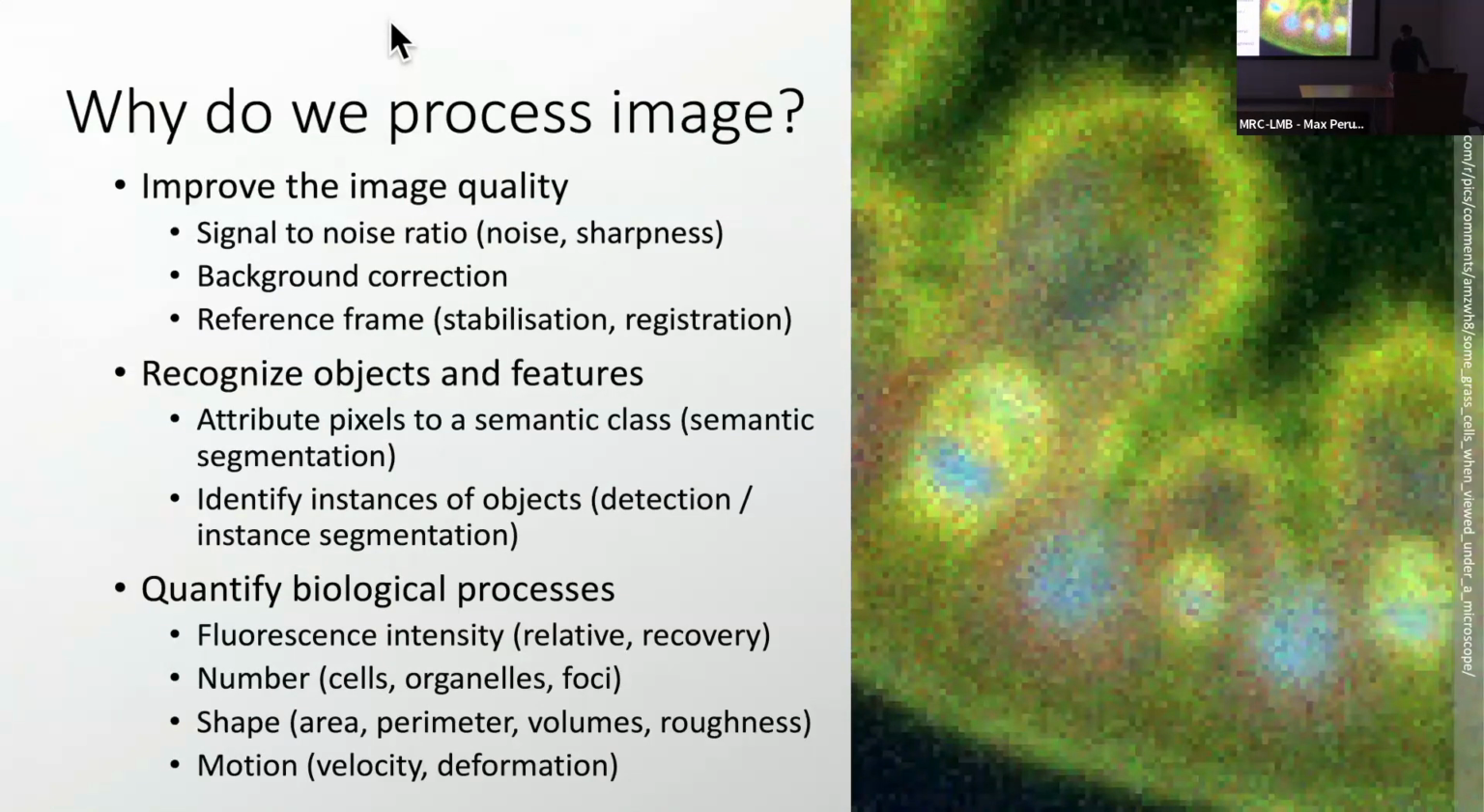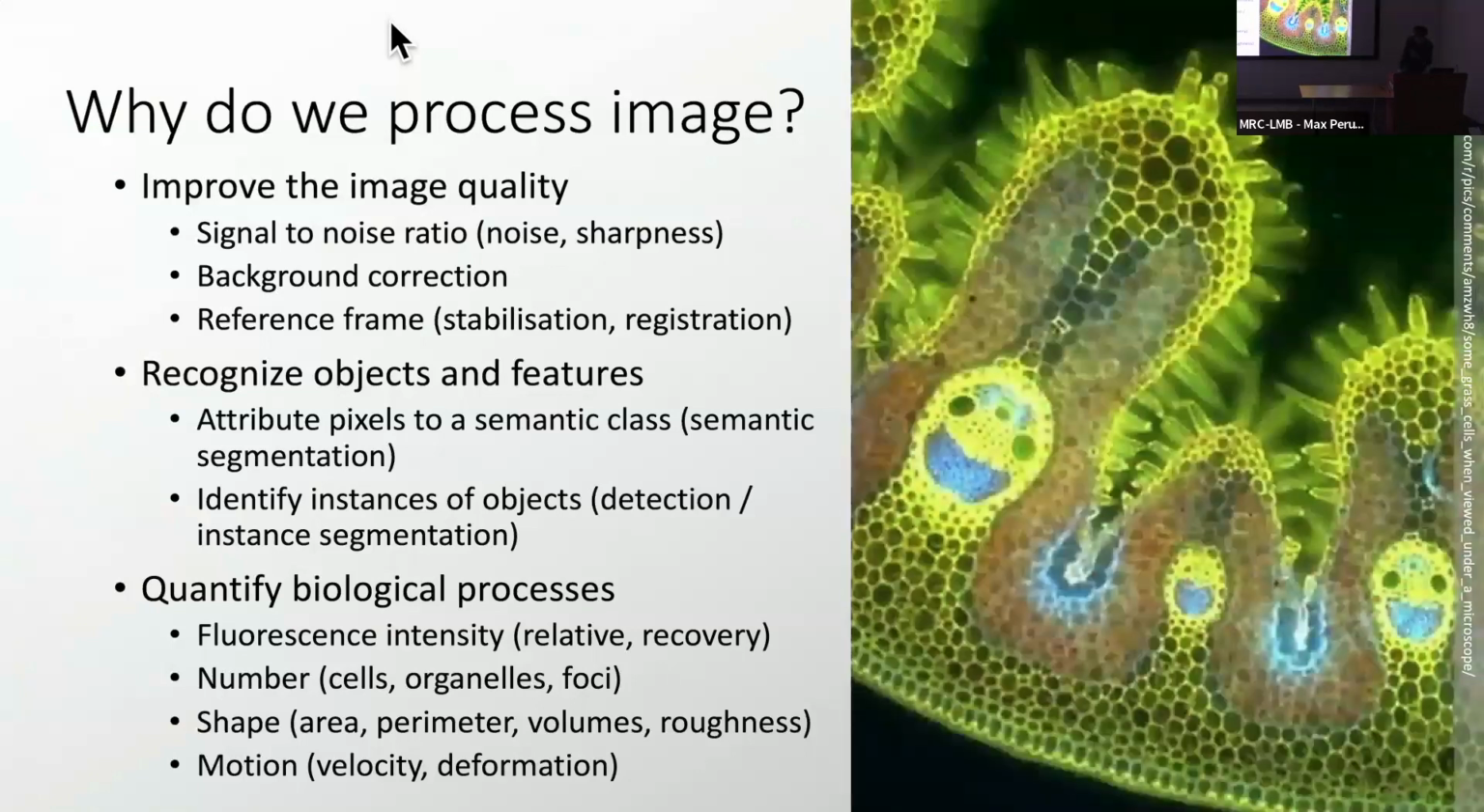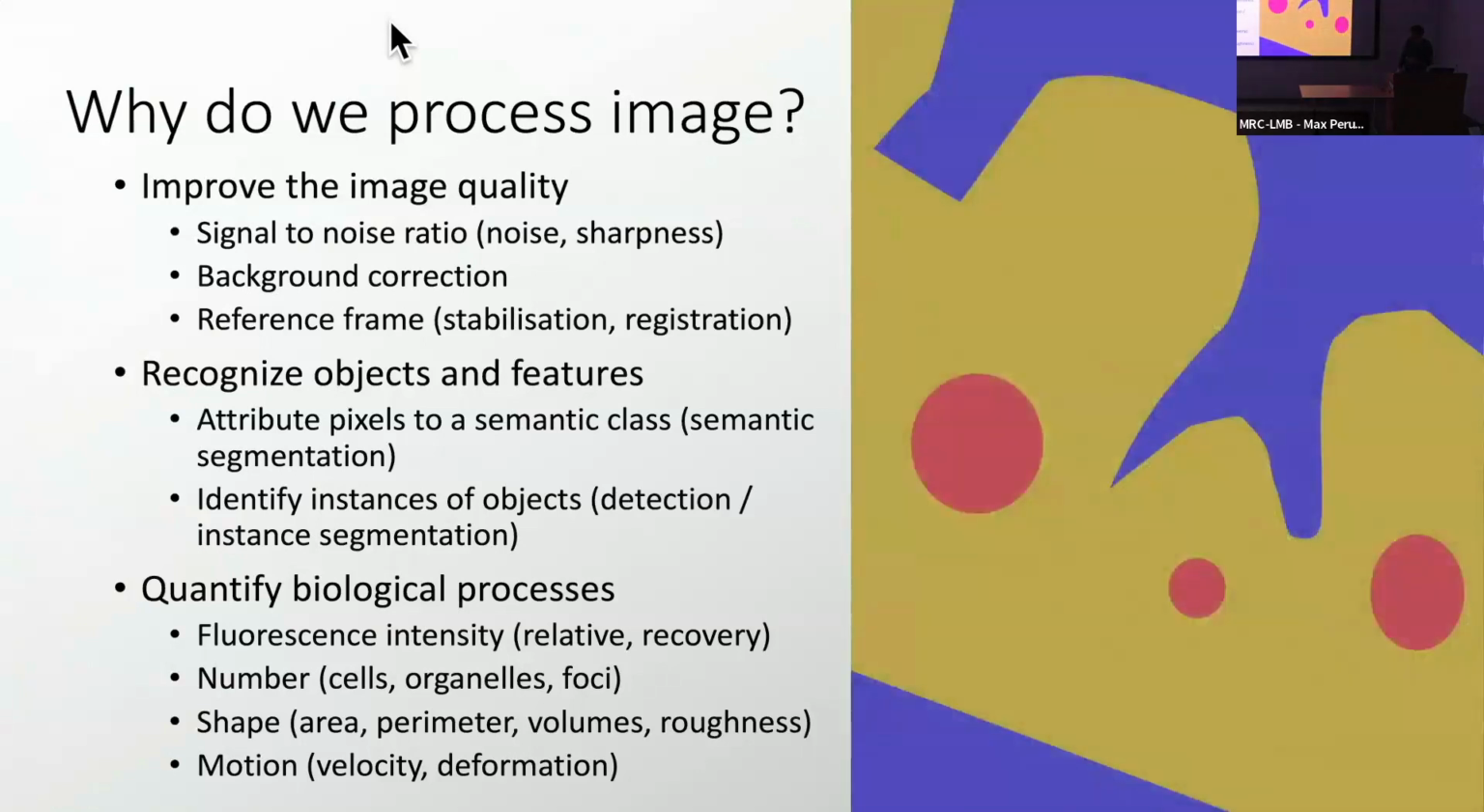We want to recognize objects or features, so we want to attribute a semantic class to each pixel. It's called semantic segmentation when you assign each pixel to a different class. We want to identify instances of objects, so distinguish between them. Then we want maybe to assign each blob here to a different identity.